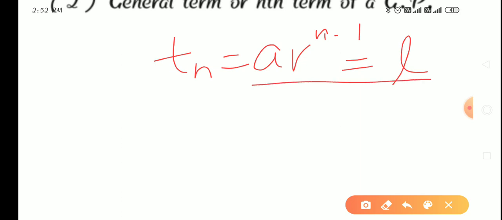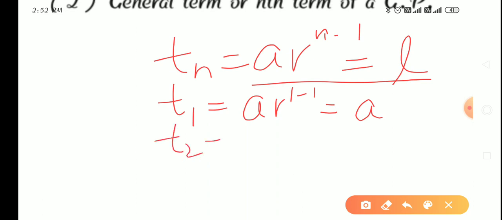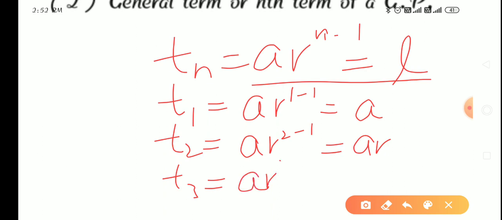Now the standard form of a GP. Suppose here you put n equals 1. So it will give a r to the power 1 minus 1, that is 0. r to the power 0 means 1, that is a. T2 is a r to the power 2 minus 1, that is ar. T3 is a r to the power 3 minus 1, so it will be ar square, and so on.